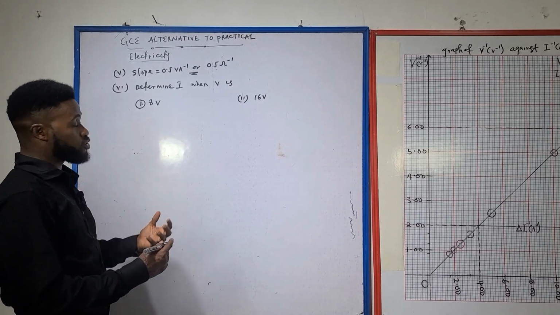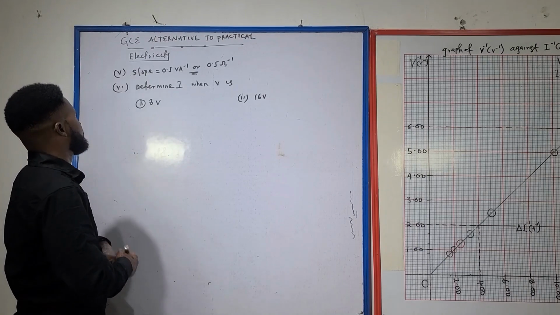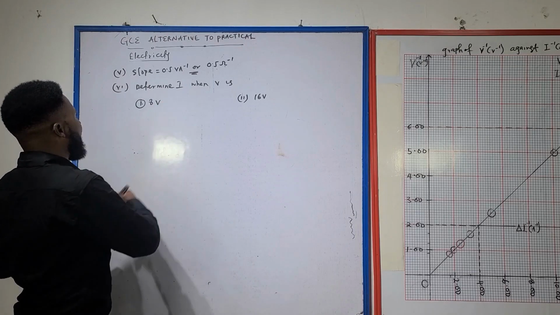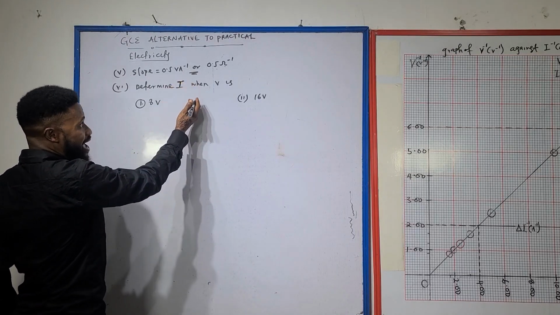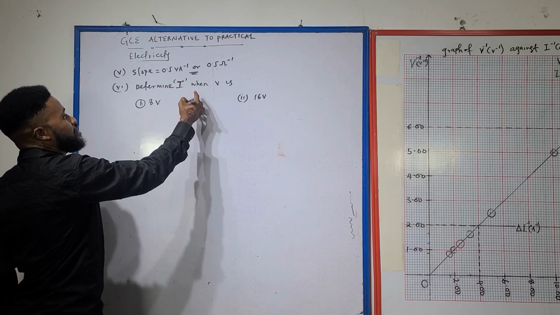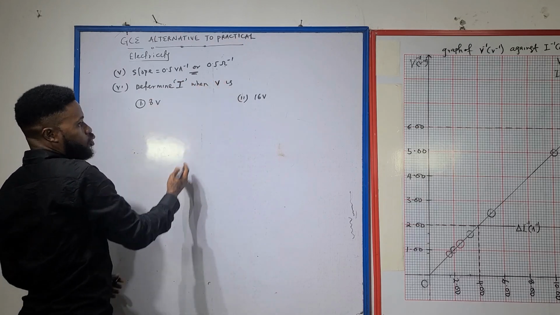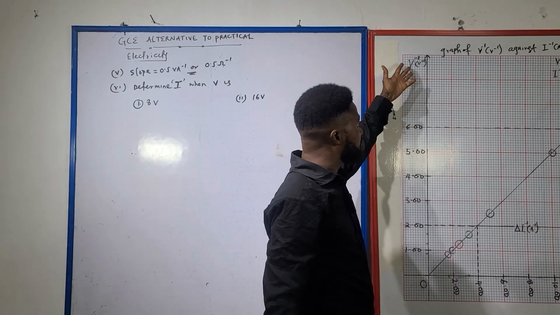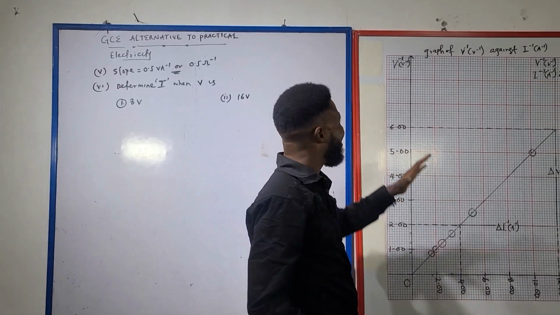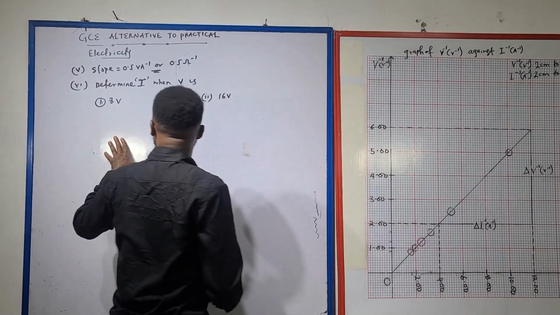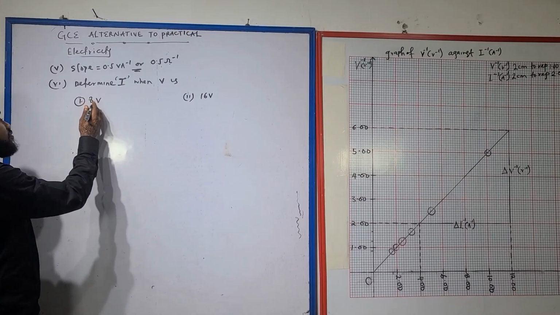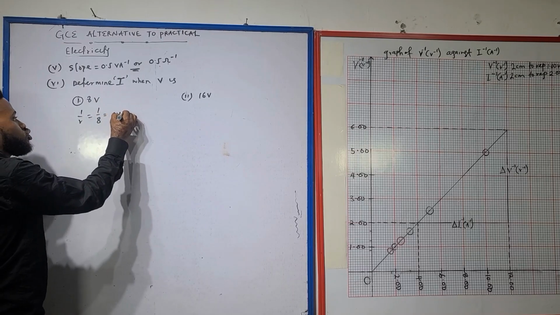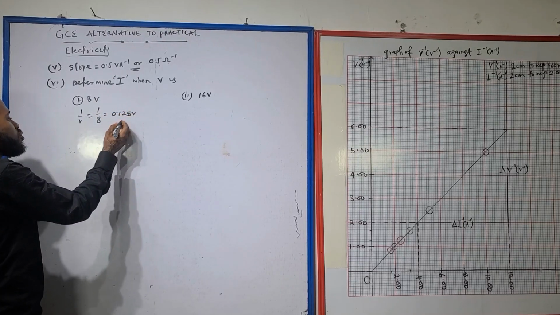For the next question, displaying on your screen is question 6. I have gotten our value for the slope. For question 6, it says determine I when V is 8 volts. Of course, on our graph, we didn't deal with volts. We dealt with the inverse of the voltage and the inverse of the current. So how do we go about this? The first thing is to get the inverse of this. So 1 over V here is going to be 1 over 8, and that's 0.125 per volt. So we will now check the graph.